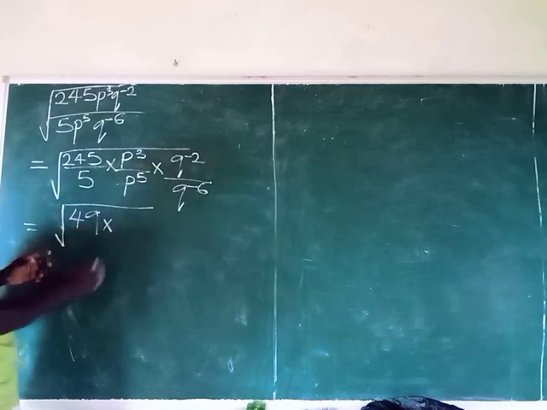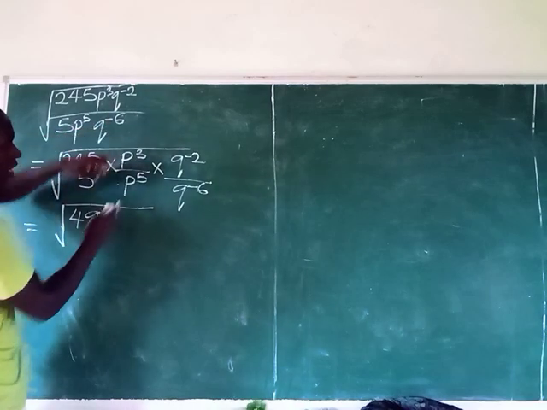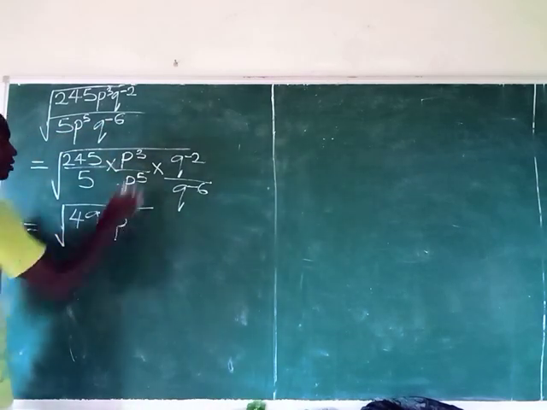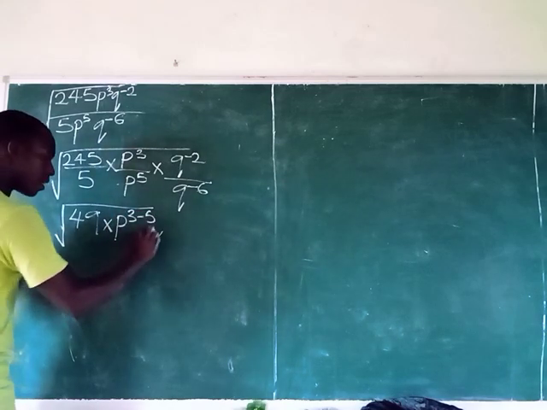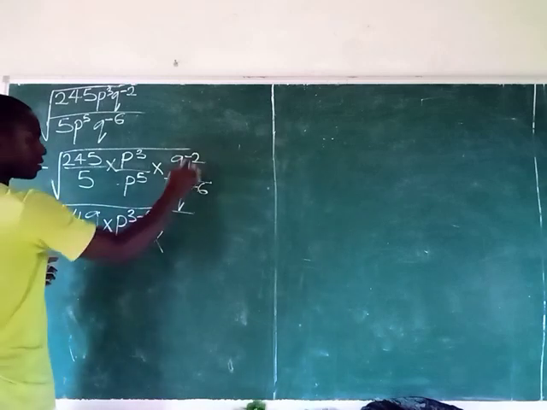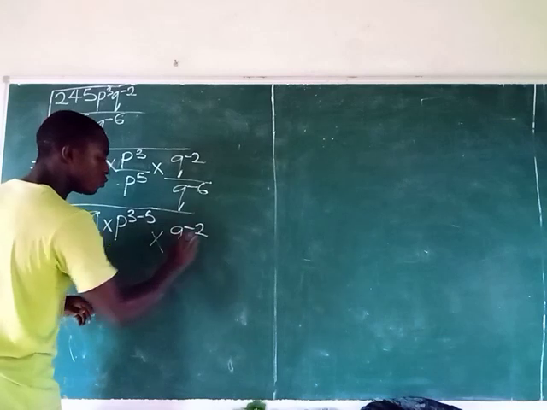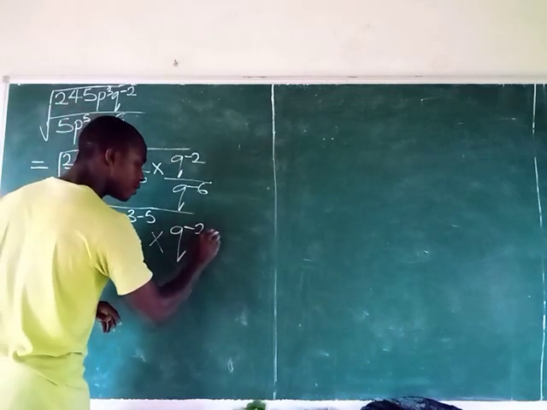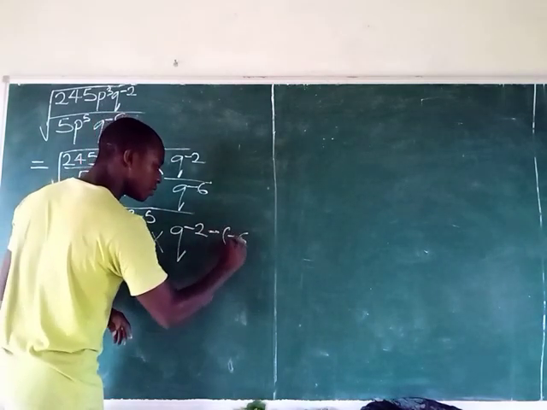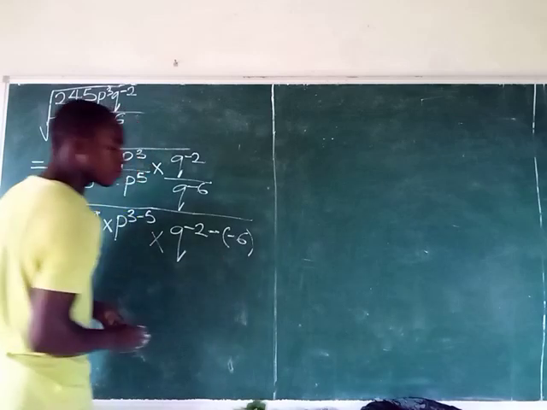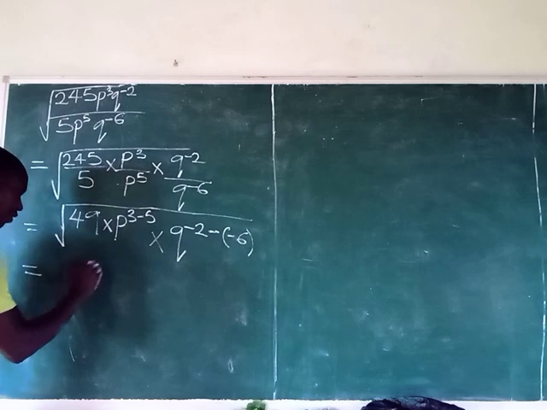Now we have P raised to the power of 3 divided by P raised to the power of 5, which means in the division law, we are going to keep their common base, which is P, and then subtract their powers, which is 3 minus 5. The same thing here: we have Q raised to the power of minus 2, then minus bracket, what? Minus what? 6, bracket close.